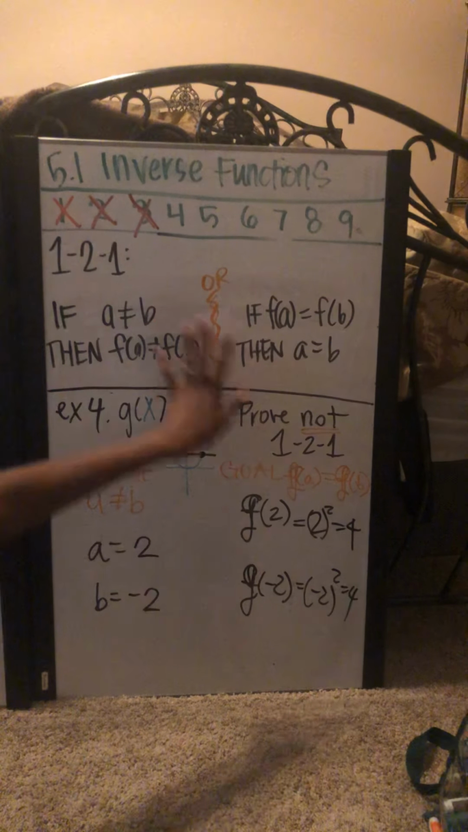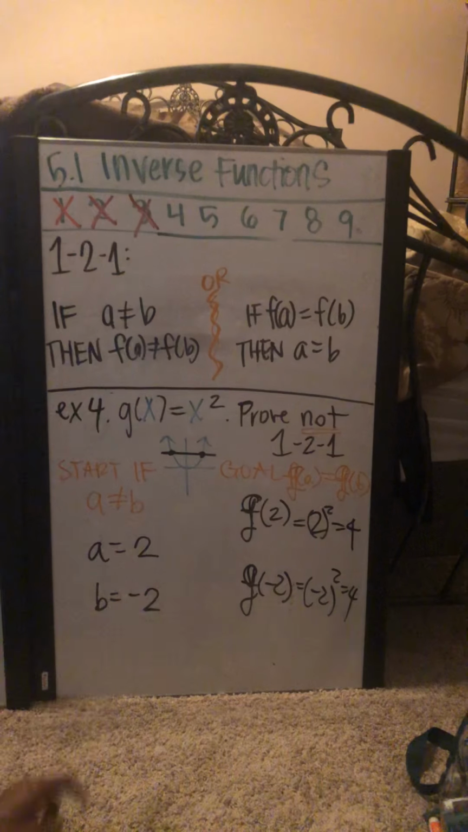So you can either do it using the proof up here, or you can think about the graph and do it that way using the horizontal line test.